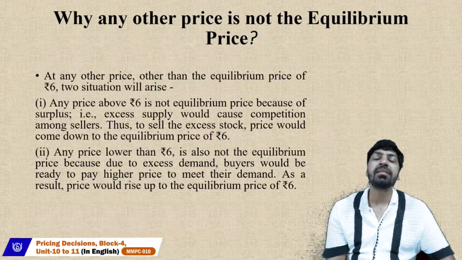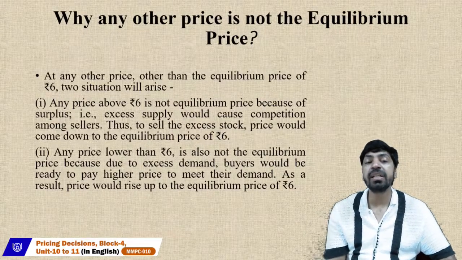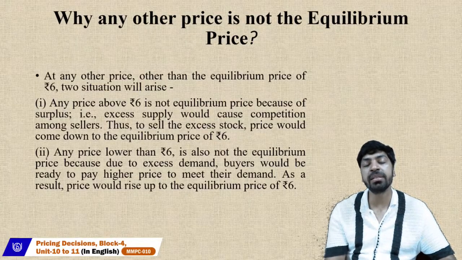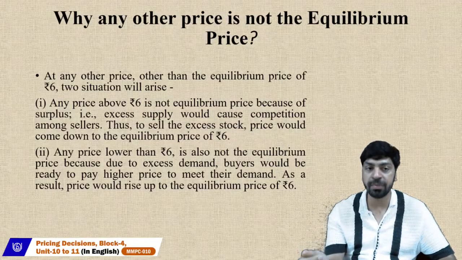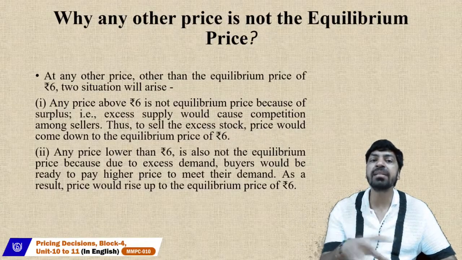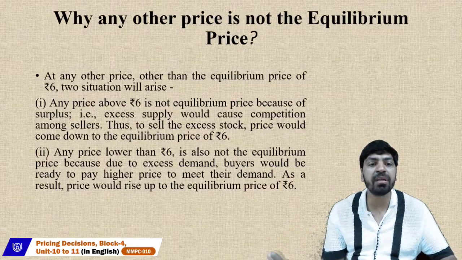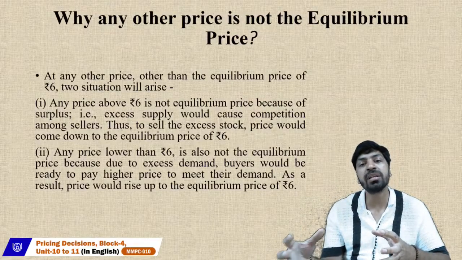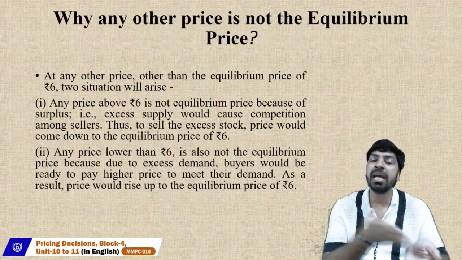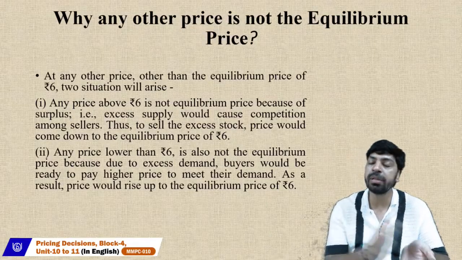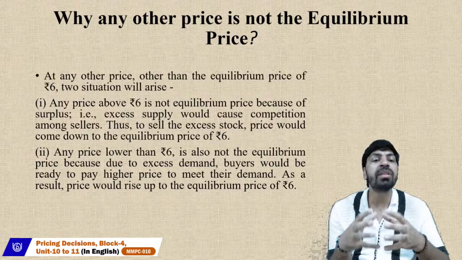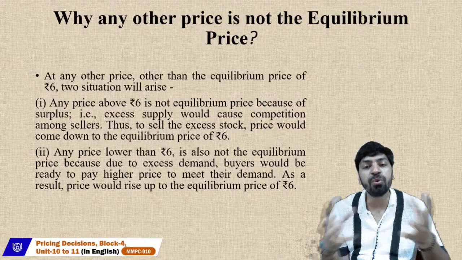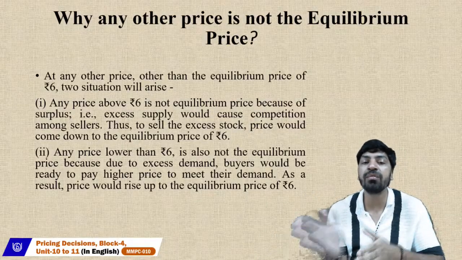Why any other price, not the equilibrium price? Under perfect competition, why is only rupees 6 used to determine the equilibrium price? Because any price above rupees 6 is not an equilibrium, since there would be a surplus, and when there is a surplus, the situation is not perfect competition. It could be a monopolistic market or an oligopoly market. So that's why it doesn't come under the rule where the market supply and market demand are equal.